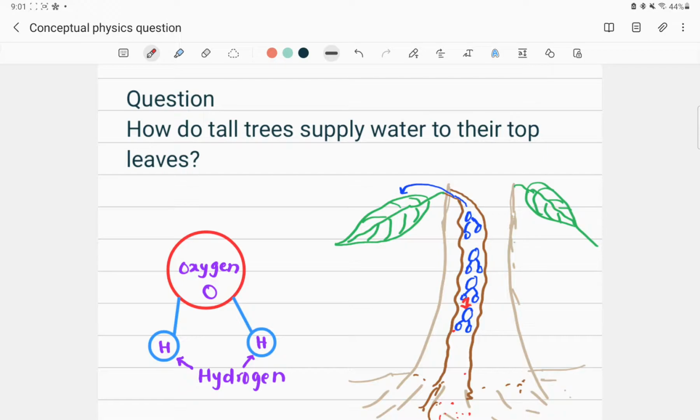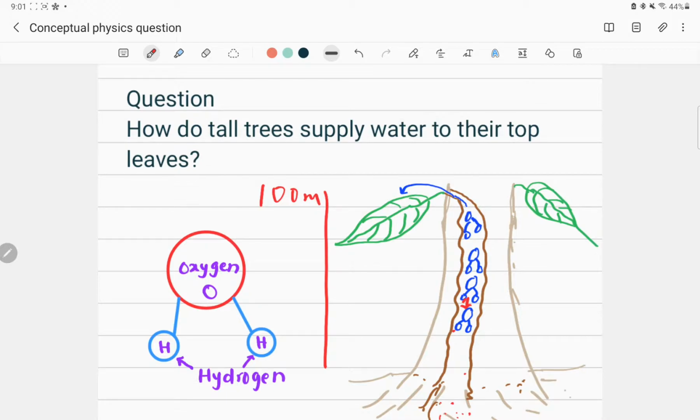In this short video, I am explaining a very important physics conceptual question from fluid mechanics. So let us read this question. How do tall trees supply water to their top leaves? Some trees are small, but others are very tall. For example, some trees go up to 100 meters, which is really tall.